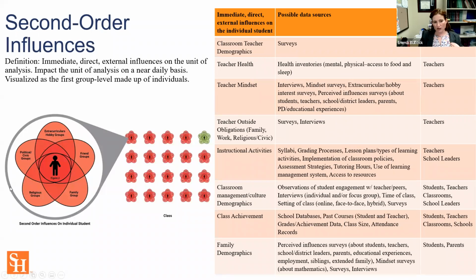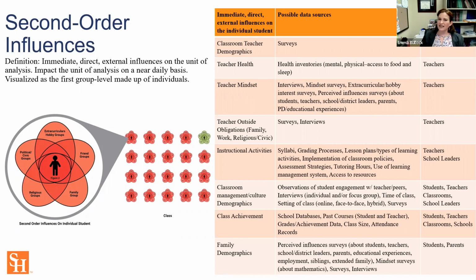And then you take all of those individuals' units of analysis with both their internal first order and their external second order influences, and you have a collection of these that make up a class, along with, in a different color, the teacher, because the teacher has their own internal first order influences and their own external second order influences. And all of those together make up our first group level, in this case, a classroom. So we take that visualization and we come up with a bunch of immediate direct external influences on our unit of analysis, which in this case is the individual student.